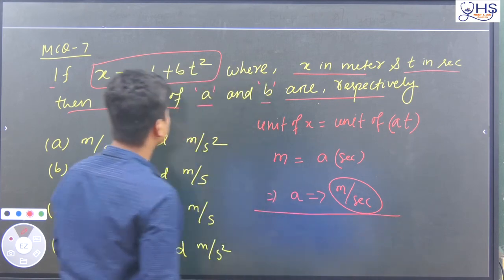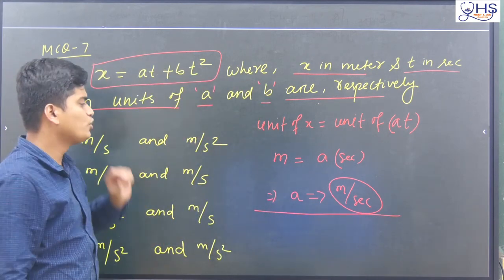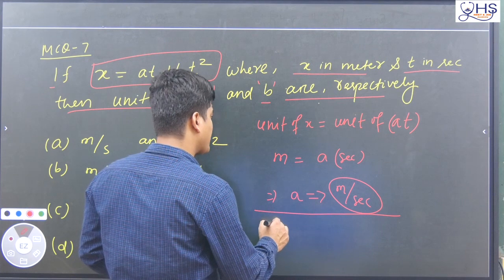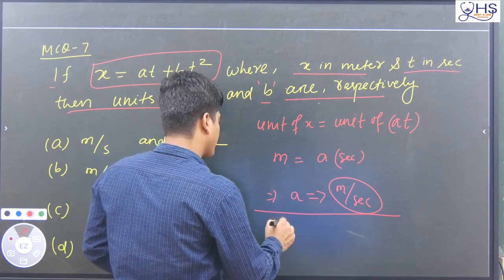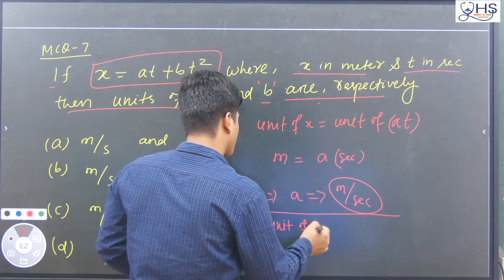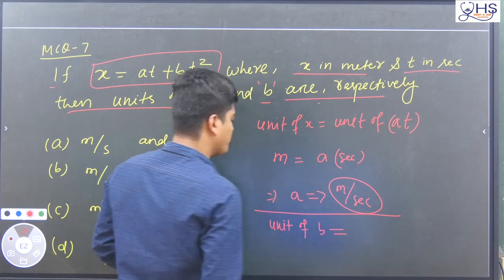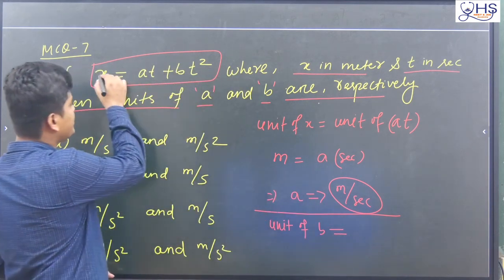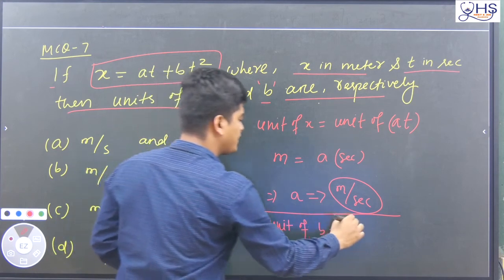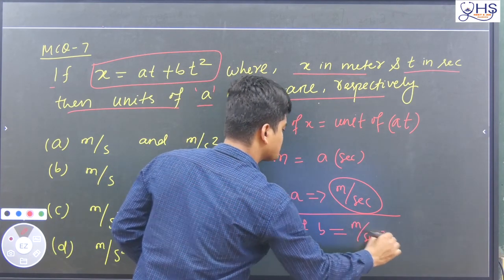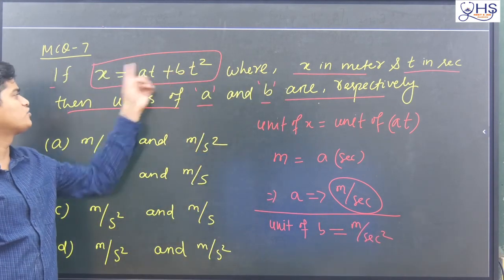Now see the same thing here. So the unit of x should be equal to the unit of b t square. So here I can write directly the unit of b, nothing but how much? Here you see it is meter and it is second square. So you can write it as meter by second square. Okay, directly it will come, this t square will go to this side.